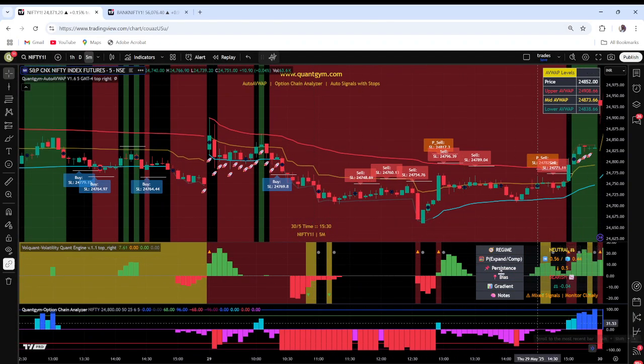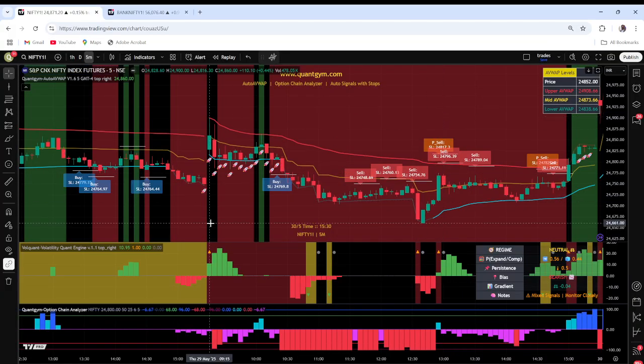Let us proceed. The day of expiry, Thursday. Early morning, 9:25. There's a buy signal out here, bias, but your option chain indicator is showing you a sell signal. That is bearish. So this one is bullish, this one is bearish. So this is a conflicting signal. You don't take the trade.